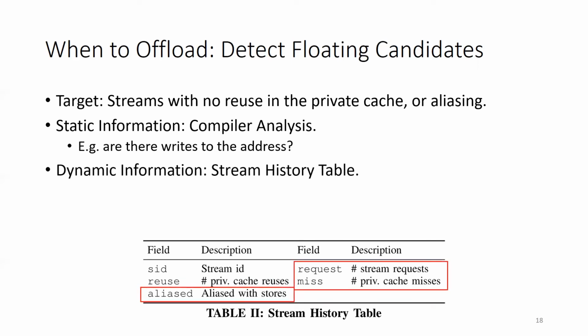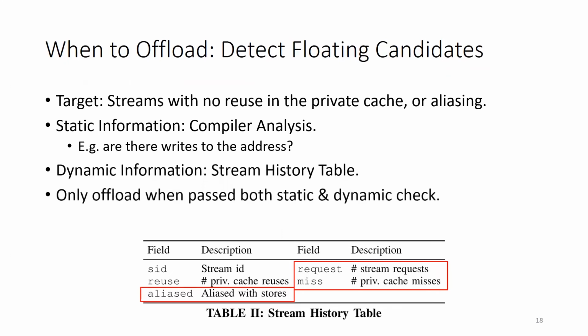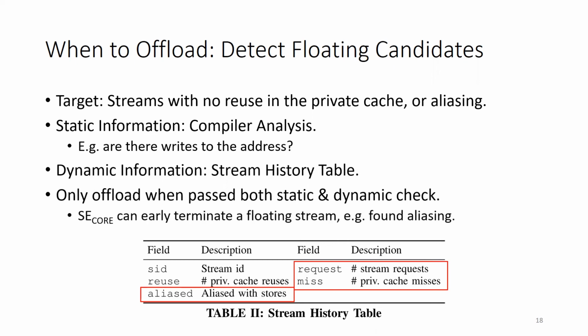When the core stream engine encounters a new stream, it will not offload it, but it executes it in the core to collect some history information to determine if the stream is suitable for offloading. Only when the stream passes both static and dynamic checks will it be offloaded. When things go wrong, for example, an alias with a store, the core stream engine can early terminate a floating stream using a stream end message.